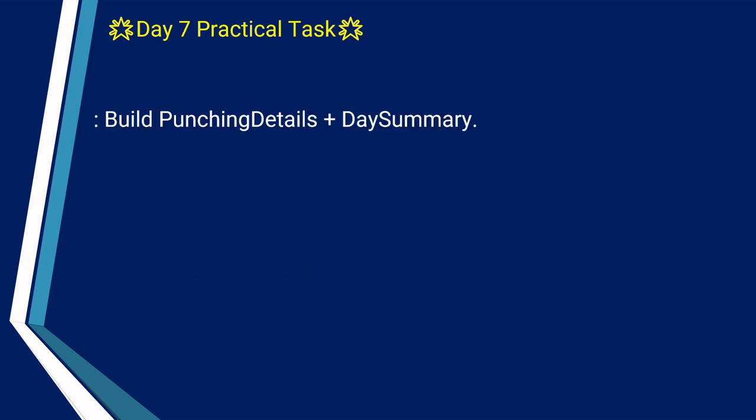Day 7 is complete. You have built punching details. You have crafted day summary. The rhythm of attendance now flows through your API. Legacy systems one step closer to mastery.